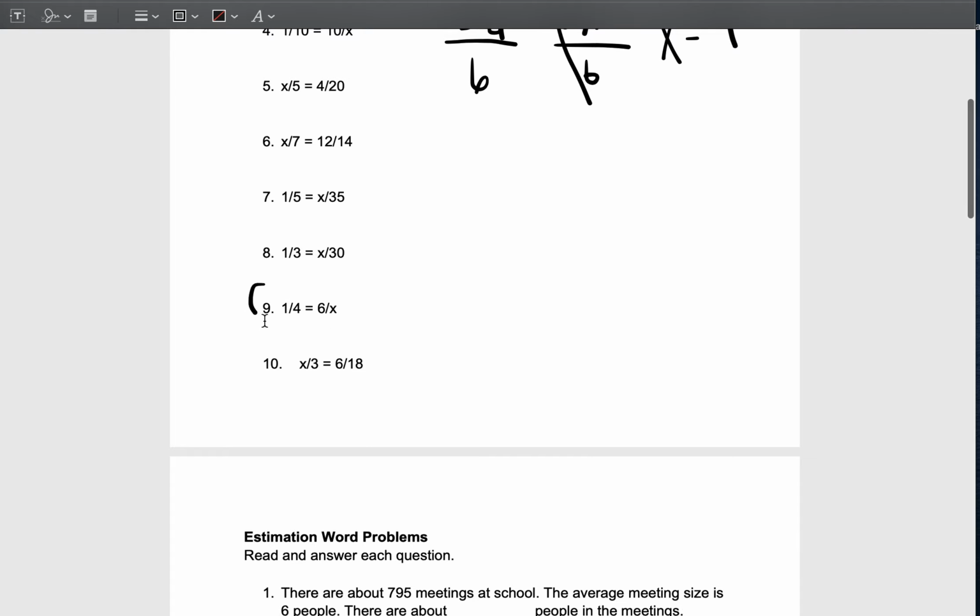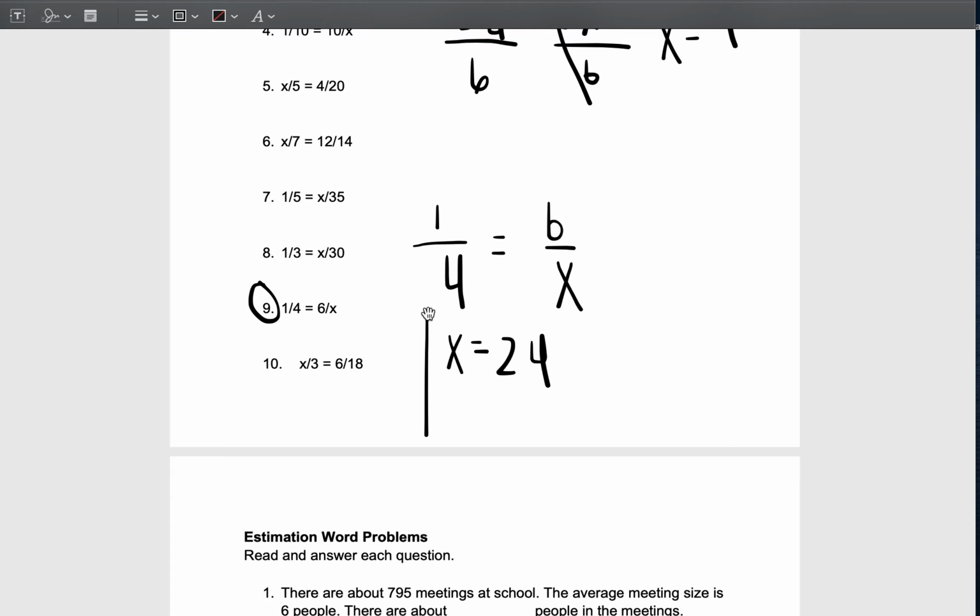That's number 9. So 1 over 4 equals 6 over x. Now in order to find x, you cross multiply. x times 1 is x, and 6 times 4 equals 24. And this one's really straightforward. You don't have to get rid of anything because x is by itself.